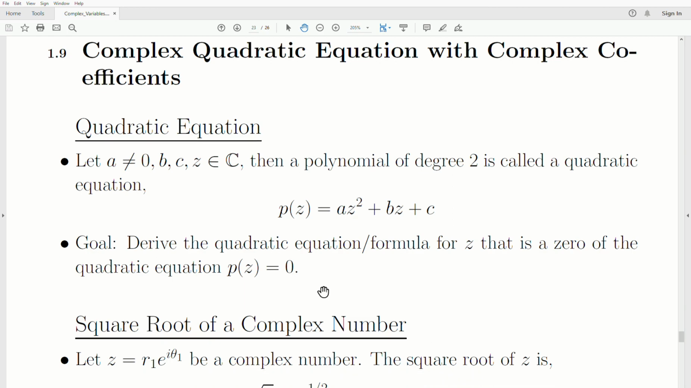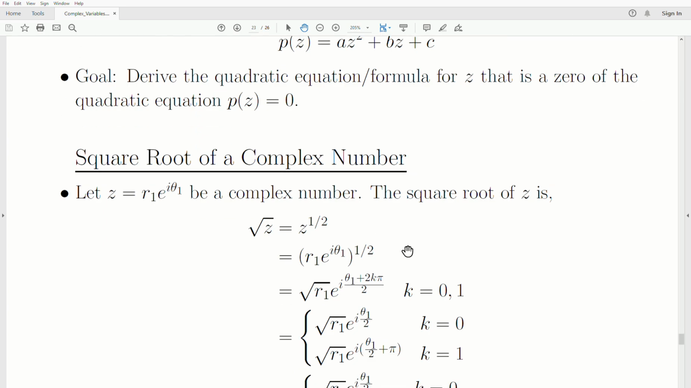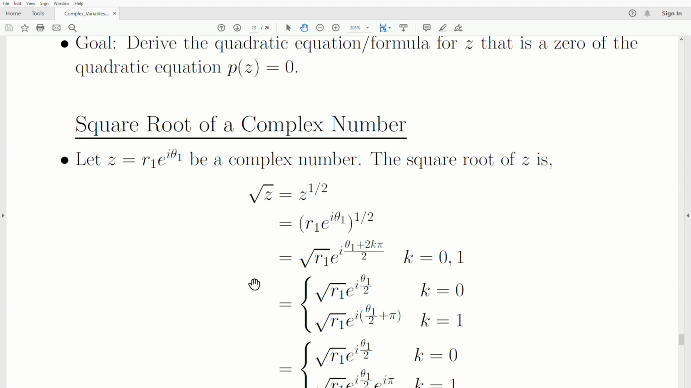Now before we start, we want to look at the square root of a complex number. I have a video earlier in this playlist called Roots of a Complex Number where we look at this in general, but we didn't give the specific example of the square root, or raised to the 1/2 power. So I want to do that just so there's no ambiguity. So let Z be a complex number. The square root of Z is this. So the square root of Z is Z to the 1/2.